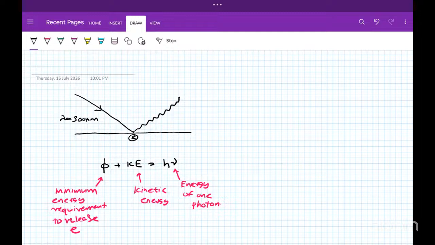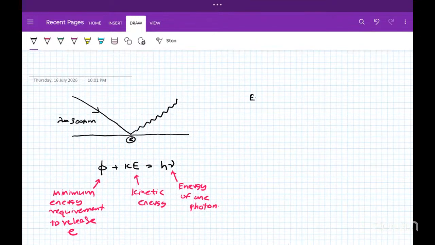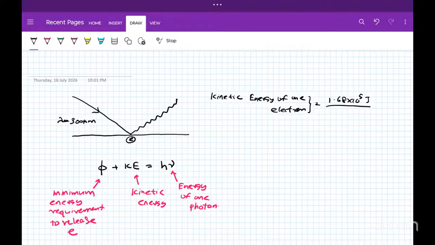So we can write like this: energy of kinetic energy, 1 electron. 1 mole is 1.68 into 10 to the power 5 joules. This is for 1 mole. And what is for 1 electron? This has to be divided by the Avogadro number, like this. Your answer will be in joules.